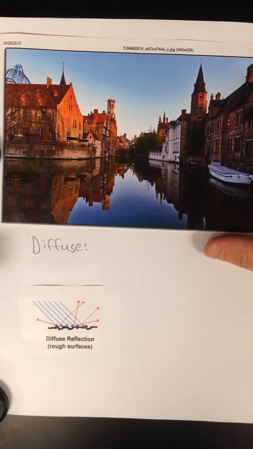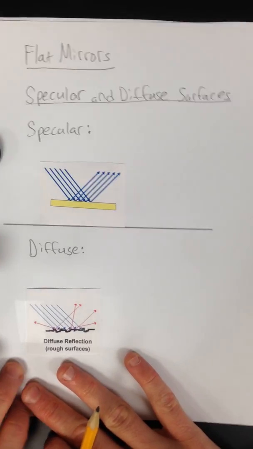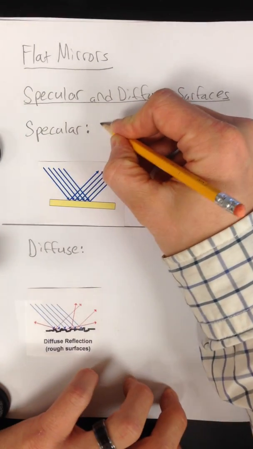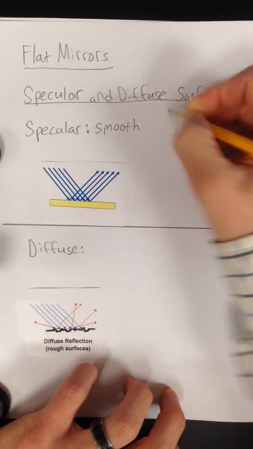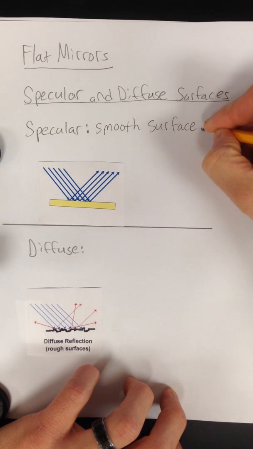This surface, because the water is so still, is called a specular surface. Specular basically means a smooth surface, and it's reflective.